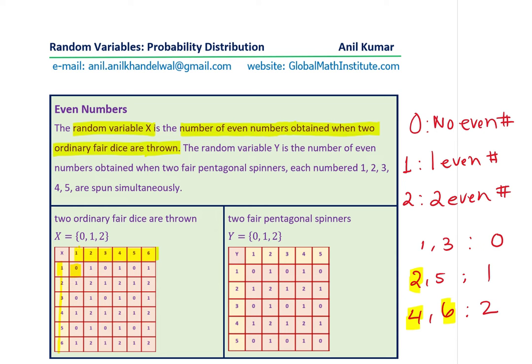So you may basically get either zero even numbers, one even number, or two even numbers. So this random variable x can take one of the three values 0, 1, and 2.